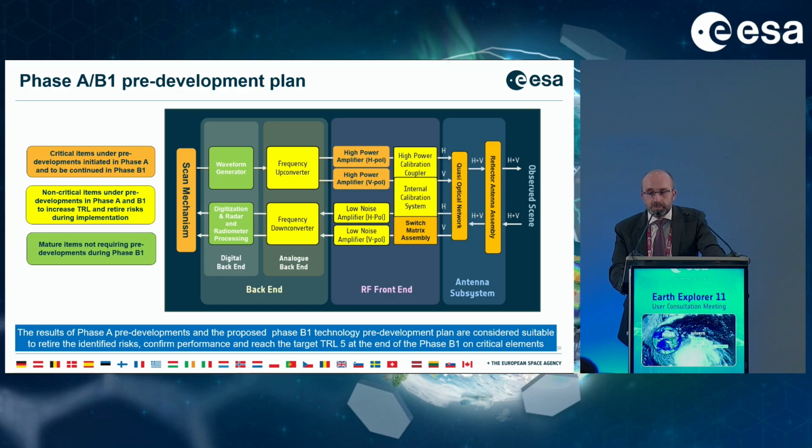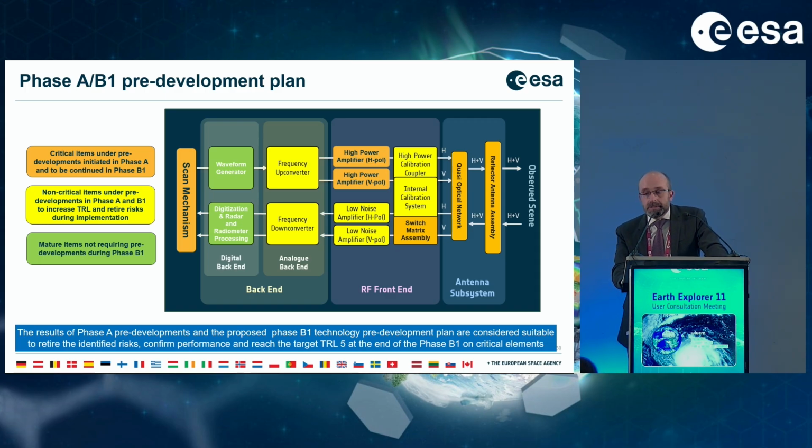Expanding a little bit more into the overall phase A pre-development plan for the whole payload. You can see here a block diagram of the payload that you've also seen in the technical presentation, and in orange you can see the critical items and the pre-development already initiated in phase A: the high power amplifiers, the switch matrix, the quasi-optical networks, for instance.